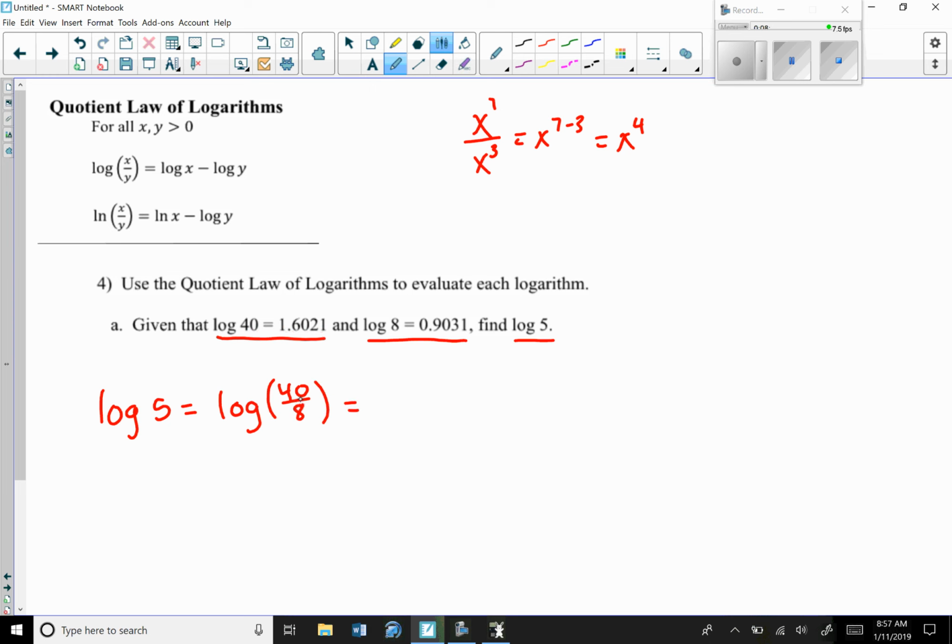And so if we are dividing these two, we can use our quotient property, which states that I can separate this using subtraction, or expand it, I should say. So the log of 40 minus the log of 8 is what we're looking at. And we know from what we were given, the log of 40 is 1.6021 minus 0.9031. And then all I have to do is combine these two. So when we do that, we get 0.6990.